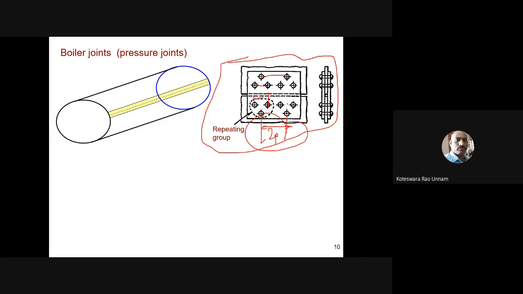Of course, that depends upon the application. Anyway, my intention in showing this picture is that we should know what the repeating group of the particular joint is. Based on that only we are going to find the strength of the joint. That is the important point you need to remember.